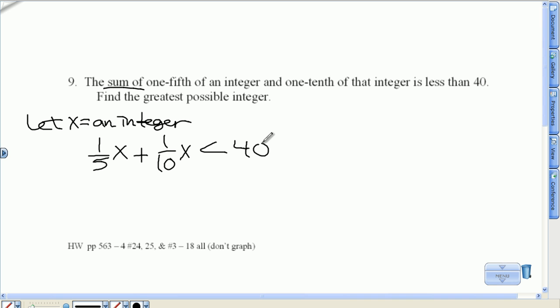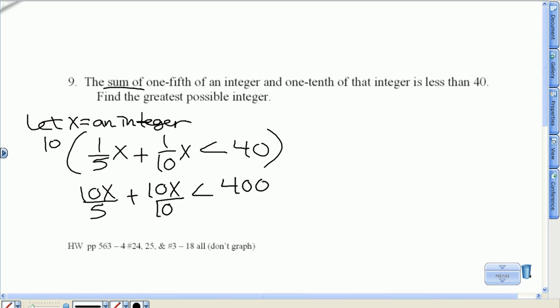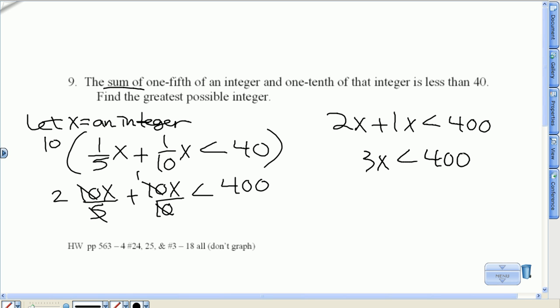We're going to multiply everything by 10, which is the least common denominator. So you get 10x over 5. You get 10x over 10. And you get 400. Well, 5 goes into 10 two times, so that's 2x. 10 goes into 10 one time, so that's 1x. And that's less than 400. So we add them up, we get 3x is less than 400. And we divide by 3, we get x is less than 400 over 3.